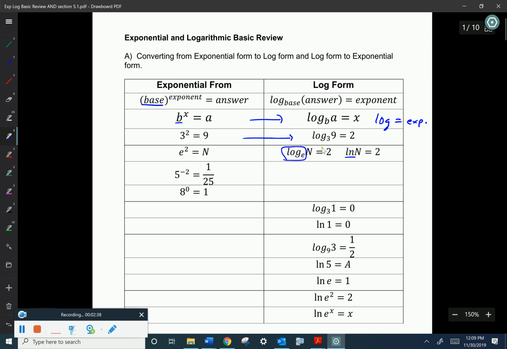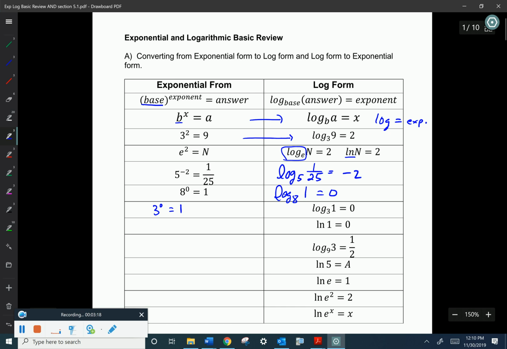Okay, so just to practice, if I'm going to convert this to log form, I would say log base 5, and remember the base is the subscript, of the answer, 1 over 25, equals the exponent, which is negative 2. All right, similarly, I could say log base 8 of 1, right, of the answer equals 0. So let's say I'm going to go the other direction, right? I have log base 3 of 1 equals 0. So the base is 3 and the exponent is 0. So 3 to the 0 equals 1.